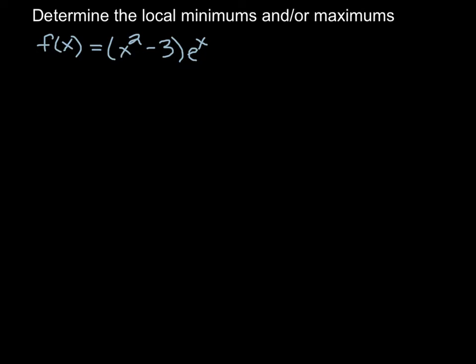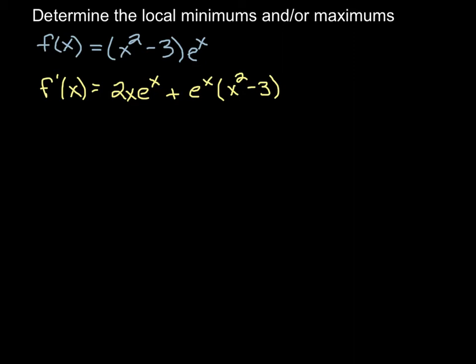So we have f prime of x is equal to, alright, so we have x squared minus 3 times e to the x. So we're going to have the product rule here. So I'm just going to apply the product rule real quick. So we have the derivative of the first, which is just 2x, times the second plus the derivative of the second times the first. Alright, that's pretty cut and dry.